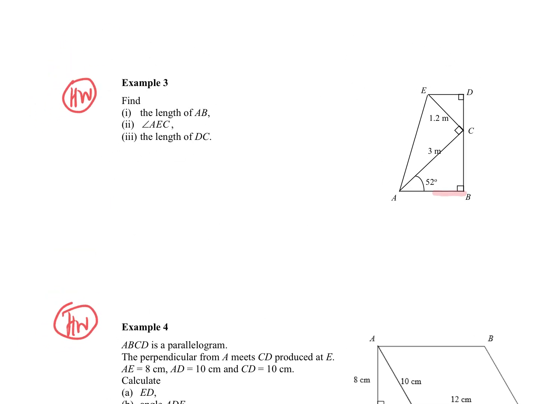So if you want to find AB, we can look at the small right angle triangle here. So to find AB, I need to label my H, A, and O. So if I want to find A and I have H, then I will use cosine. Yes, correct. So cosine of the angle 52 degree is AB over 3. So you do a cross.